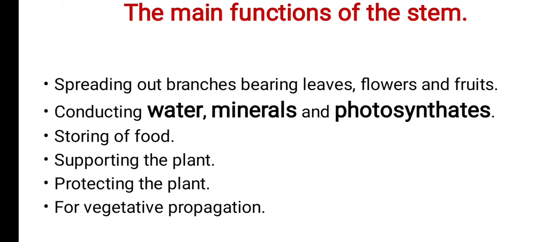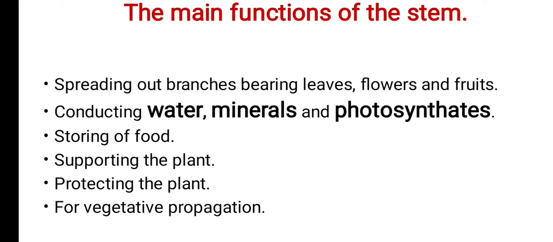Sixth one is for vegetative propagation. As we all know, other than sexual reproduction in plants, some plants also reproduce their young ones by means of vegetative propagules, namely bulbils, offsets, runners, etc. So, in some cases, the stem also helps in vegetative propagation.